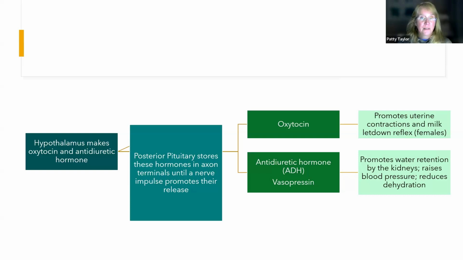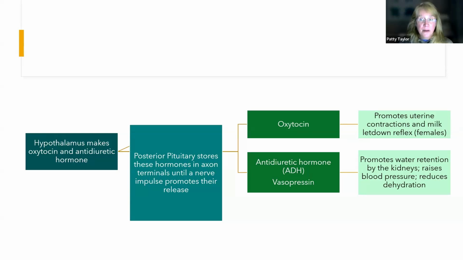So we've got 2, oxytocin and ADH. Oxytocin promotes uterine contractions in a mom who is giving birth to her baby. It also promotes a milk letdown reflex. So if you've ever been in the grocery store as a mom, you got your infant with you, somebody else's baby begins to cry, you may lactate simply because of the neural stimulation that causes oxytocin to promote that milk letdown reflex.